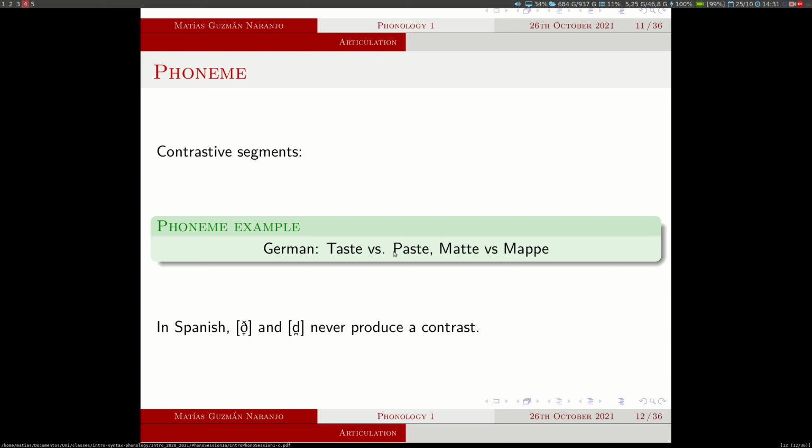phonemes. In Spanish, however, L and D are never contrastive. There is no word where one time you have to use L and the other time you have to use D for a different word. So this never happens, so they are not contrastive and they are grouped together under the same phoneme.